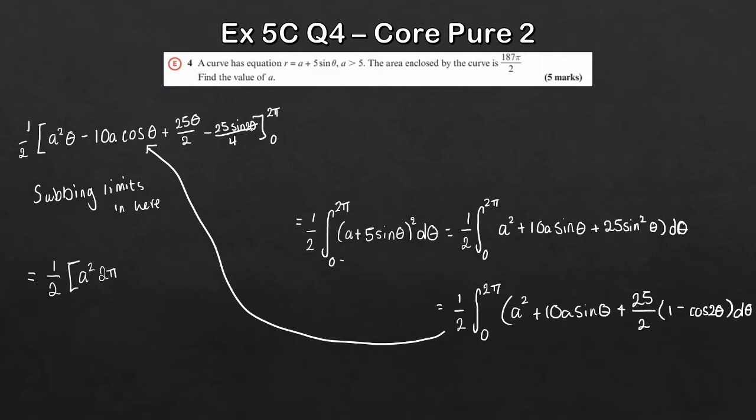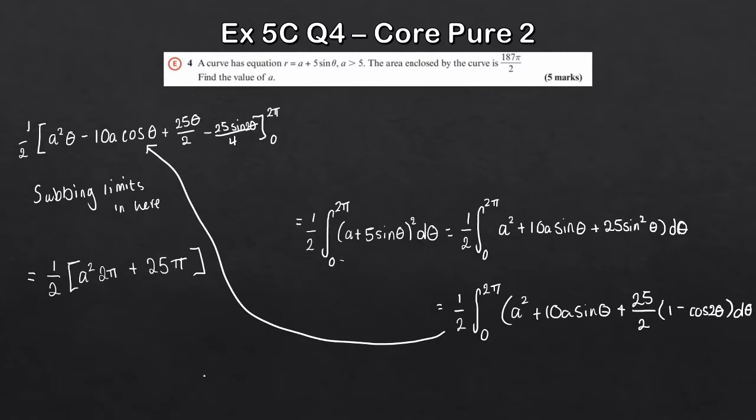The cos theta and the sine 2 theta here, they just cancel when you sub this limit of 2 pi in and the 0, okay? So essentially all I'm getting left with here is 2 pi for a squared theta, so a squared 2 pi, and then at this point here, I just get plus 25 pi. Sorry, 25 theta, I can't speak. No, 25 pi, what am I like? 25 pi, okay. There we go. So you should get that when you sub your limits in.